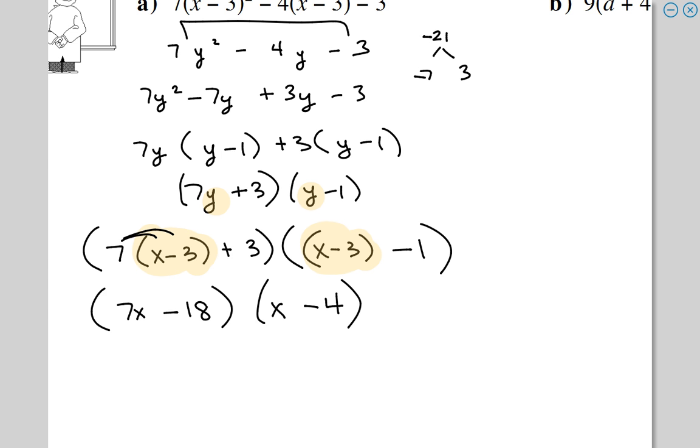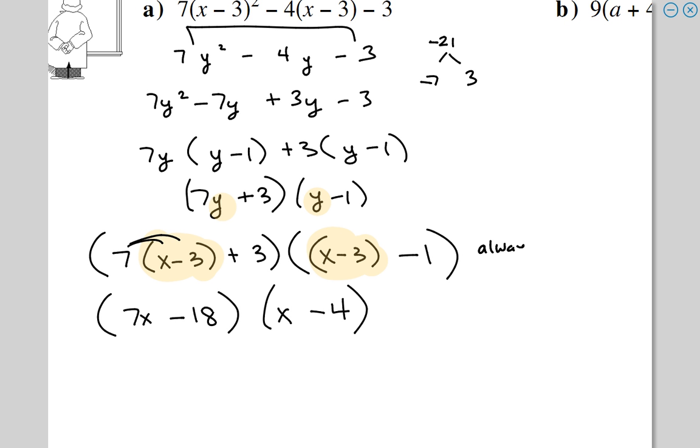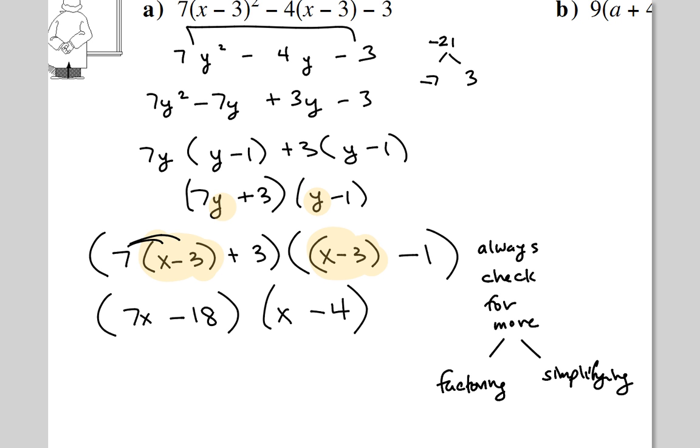I'll jot that down here. Always check for more factoring or even simplifying. Questions? Concerns?